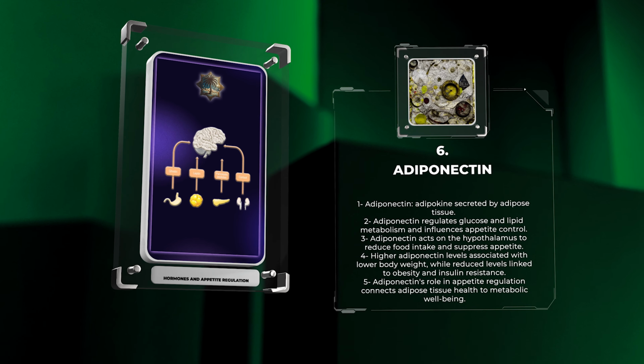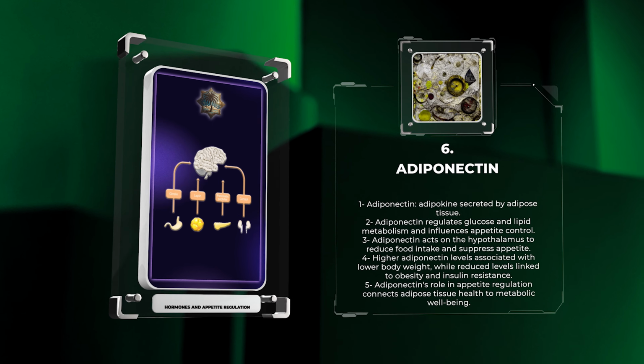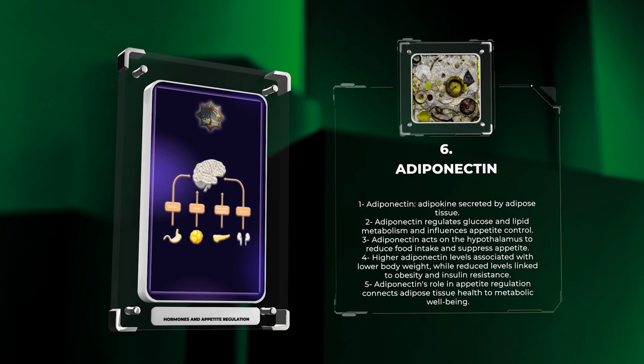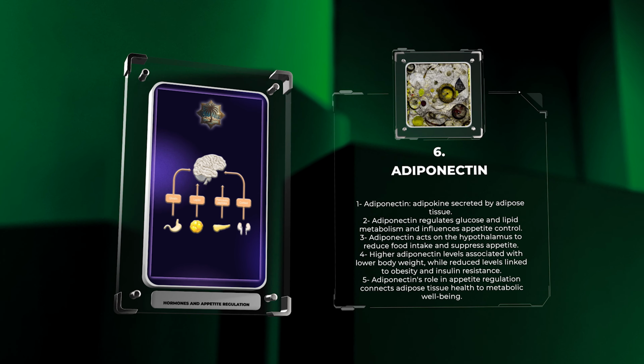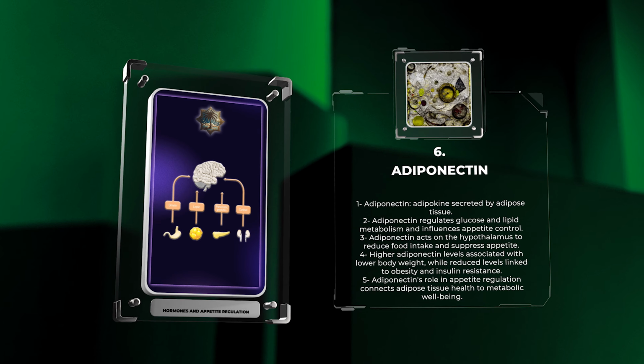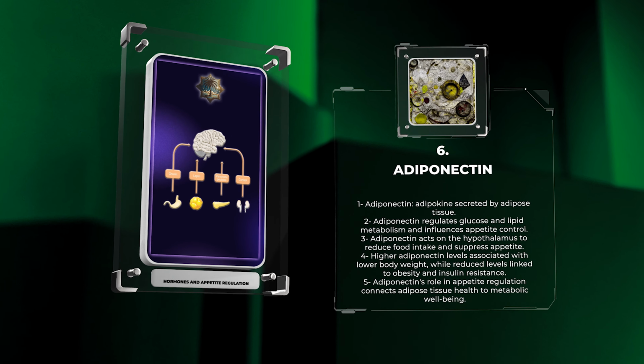Adiponectin levels are generally higher in individuals with lower body weight, whereas reduced adiponectin levels are associated with obesity and insulin resistance. Hence, adiponectin's role in appetite regulation provides a vital link between adipose tissue health and overall metabolic well-being.